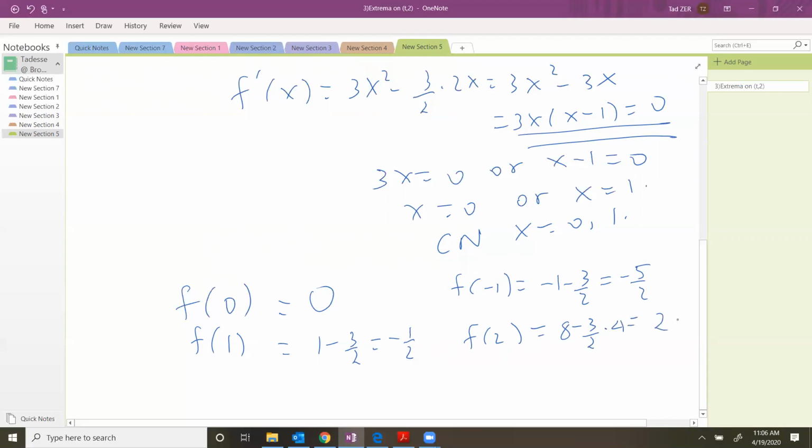Which one is now the bigger number? This 2 is the bigger number. So this is what is called the absolute maximum. And the smaller number is negative 5/2. So this is what is called the absolute minimum.